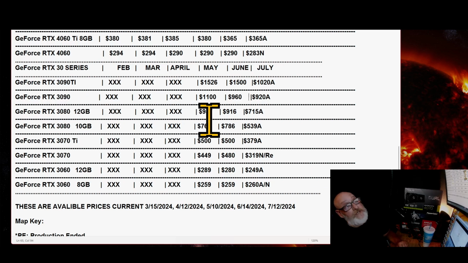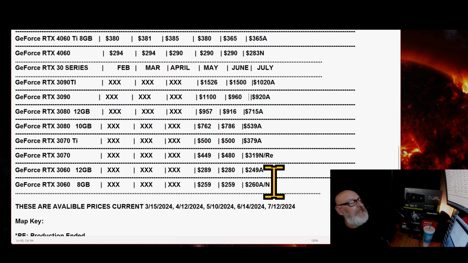The 3090, in May, was $1,100. This month it was $920 on Amazon, so it dropped quite a bit. I'll fix all this up later. The 3080 12 gigabyte went from $957 in May down to $715 on Amazon this month. Dropped a lot.